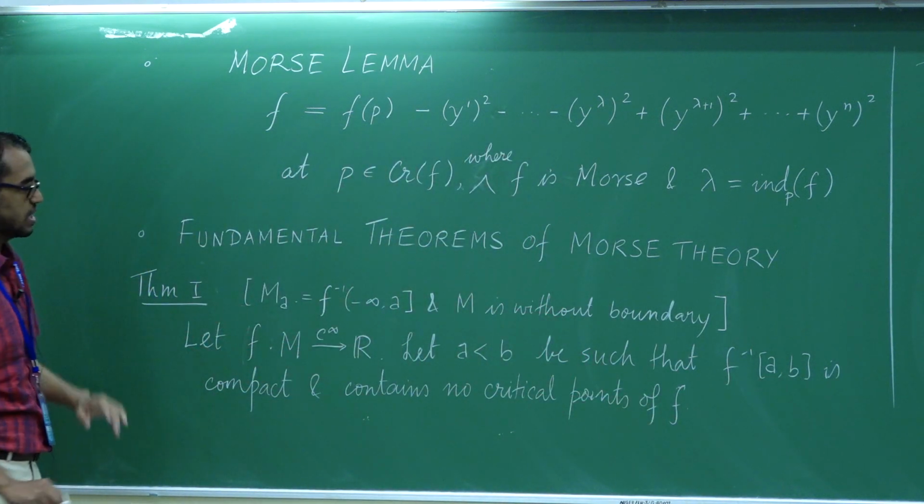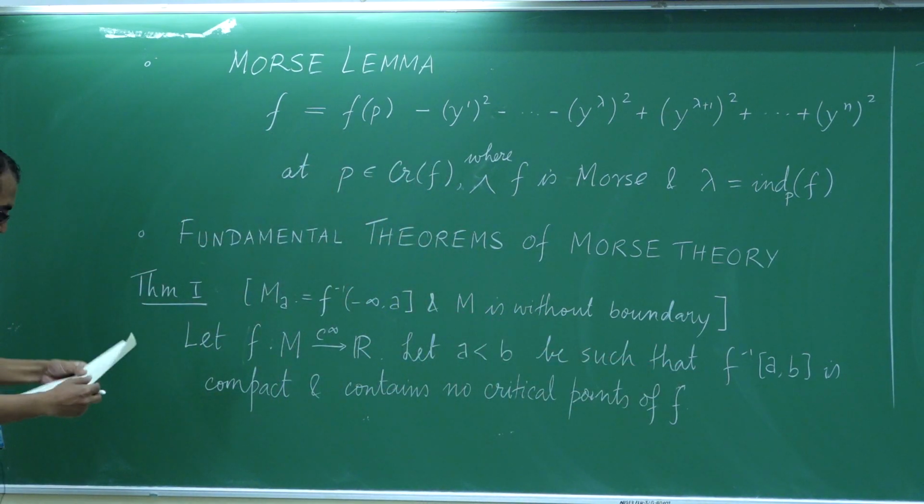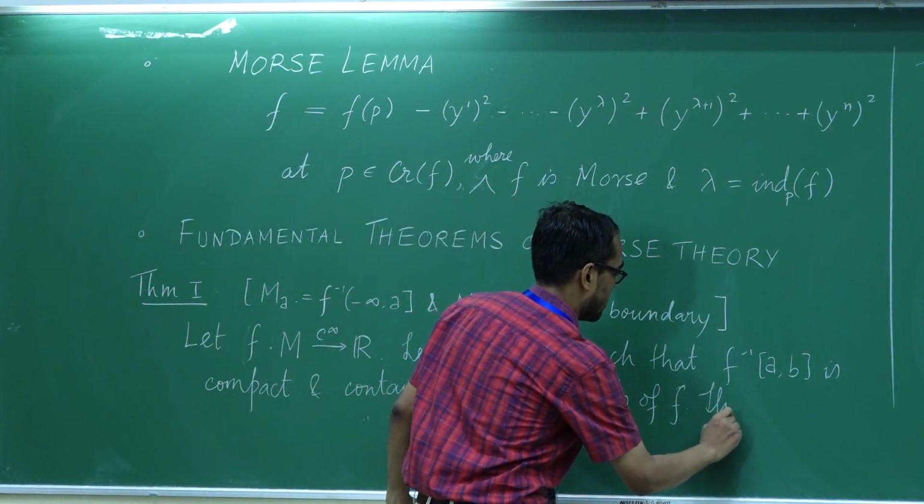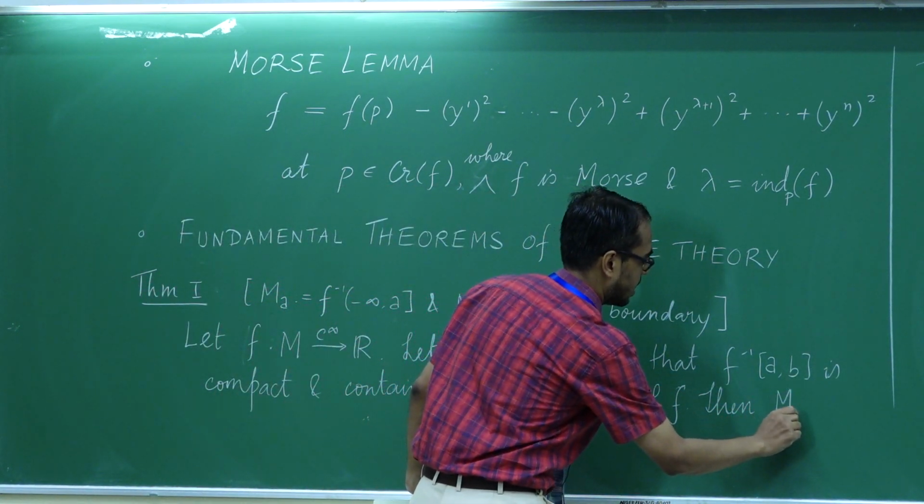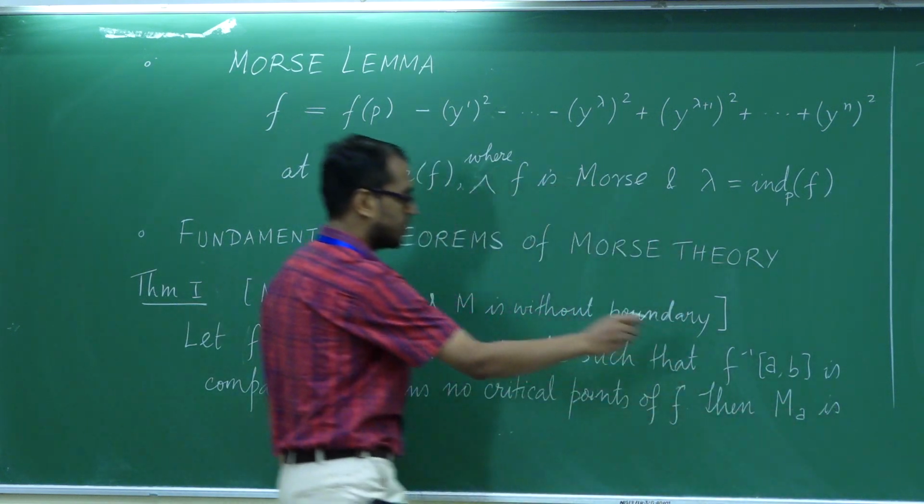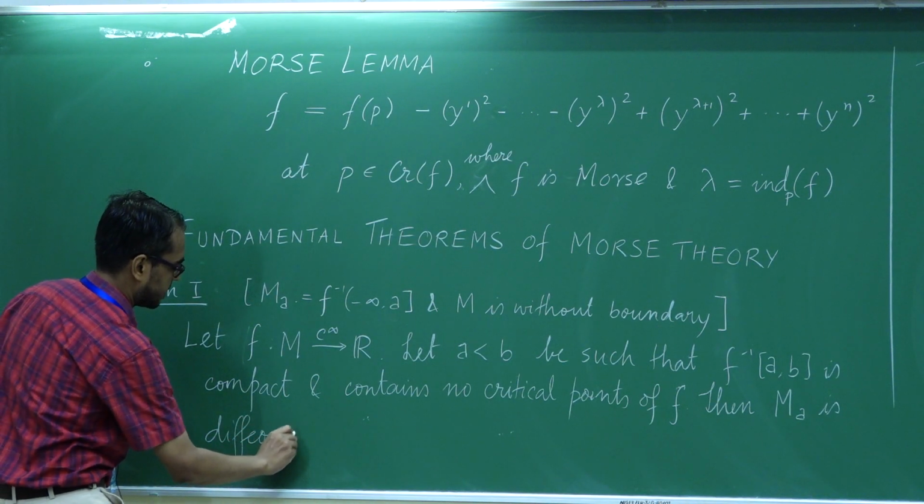But I'm not assuming that. All I need is this to be compact. M could be non-compact. Then M^A, so this is diffeomorphic to M^B.